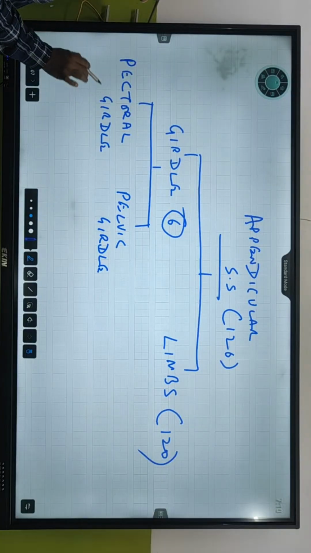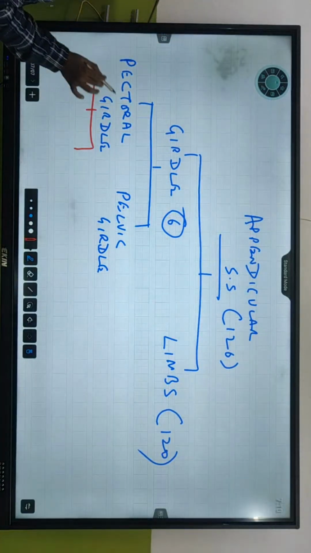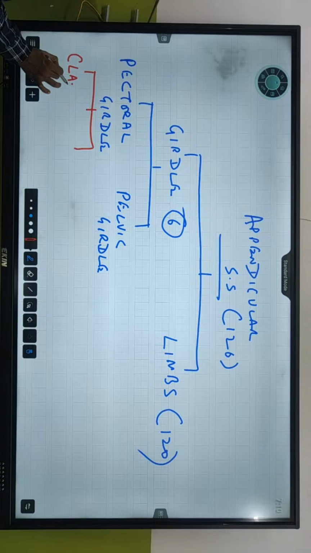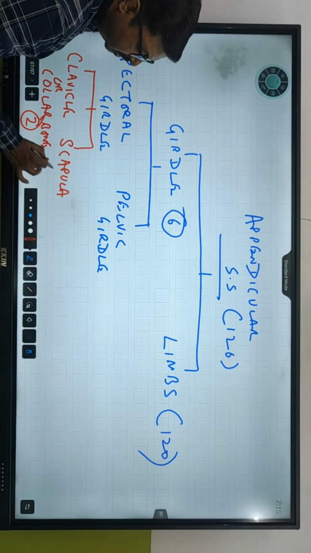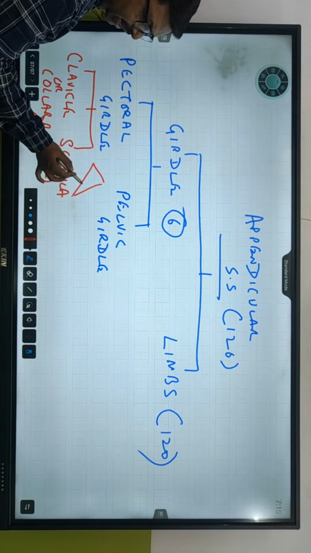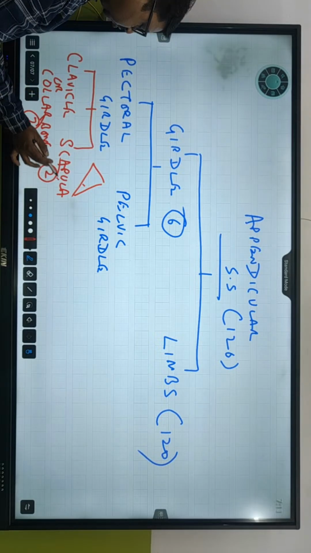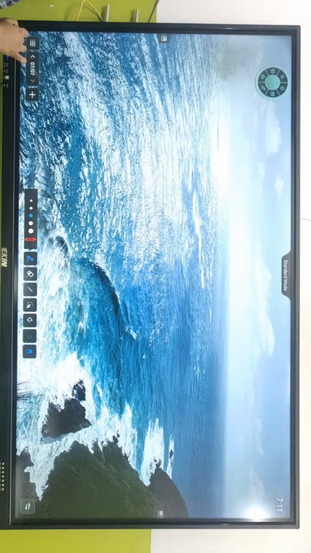Under pectoral girdle, how many bones are there? Let me tell you. Under pectoral girdle, क्या होगा देखो? The first one is clavicle. क्या नाम है? Clavicle or collarbone. दो hands के लिए 2 bone होगा collarbone. And then there is scapula. How many bones are there? एक hand के लिए एक scapula. This is a triangular shaped bone at the back. So 2 of the scapula, 2 of the clavicle makes 4 in the pectoral girdle. Just wait. Let me show you this girdle.